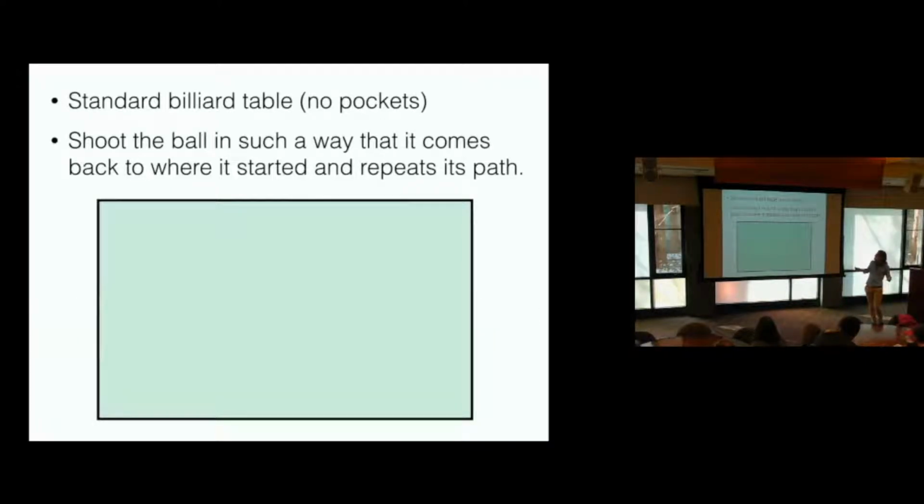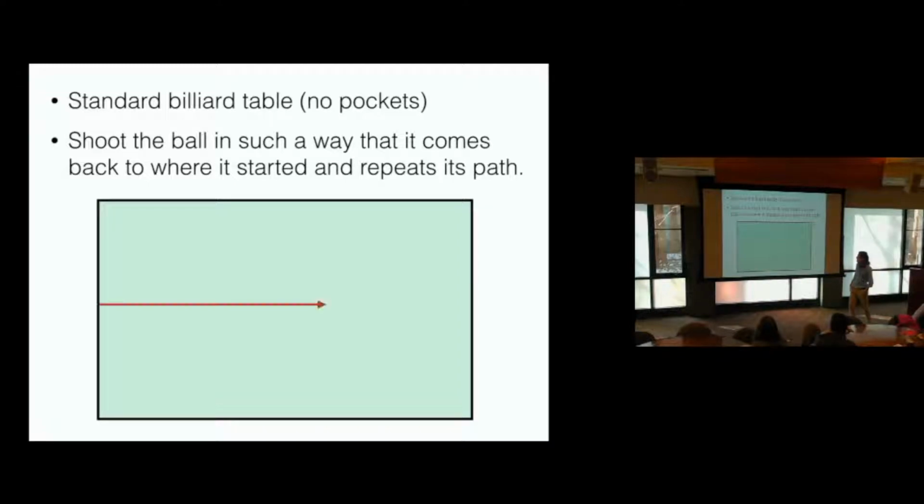So the first thing is, what are periodic trajectories? Imagine that you have a standard billiard table, like a pool table, a rectangle, but with no pockets. We're not going to allow pockets because we want our ball to stay around. And we won't allow hitting the corner, because when you hit the corner, something unpredictable happens. So those are our rules. And our goal is to shoot the ball in such a way that it bounces around for a while and then comes back to where it started and repeats its path. Can you think of a way that we could do that on a standard pool table?